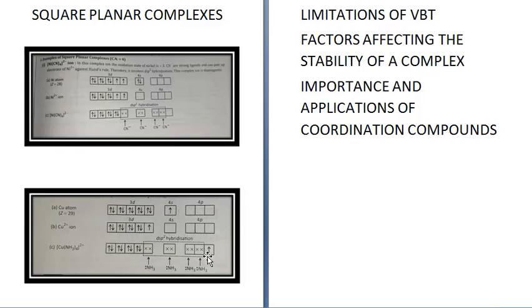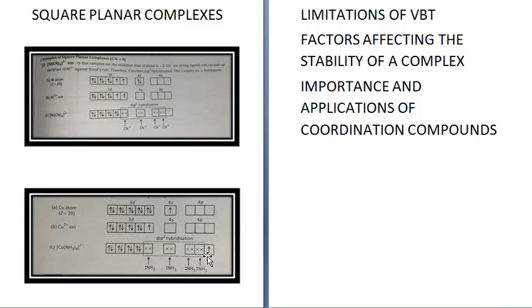Coordination compounds also have biological importance. Chlorophyll present in plants is a complex of magnesium. Hemoglobin in blood is a complex of iron, while vitamin B12 is a complex of cobalt. Then they have certain medicinal uses also. Cis-Pt(NH3)2Cl2 is called cisplatin. It is used in the treatment of cancer.